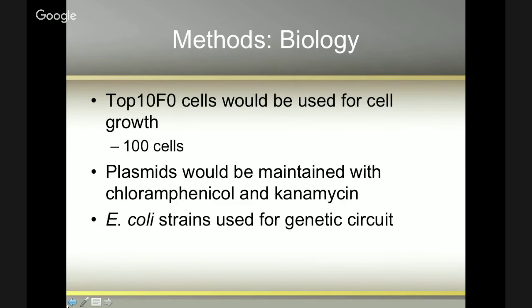To get into the basics of my methods, I will be using TOP10 F' cells for the cell growth of 100 cells, 50 healthy and 50 cancerous. The created plasmids would be maintained with chloramphenicol and kanamycin. I would use E. coli strains for the engineered bacteria and genetic circuit, which will be kept in liquid media and supplemented with antibiotics.